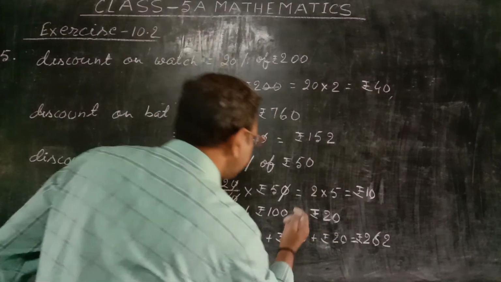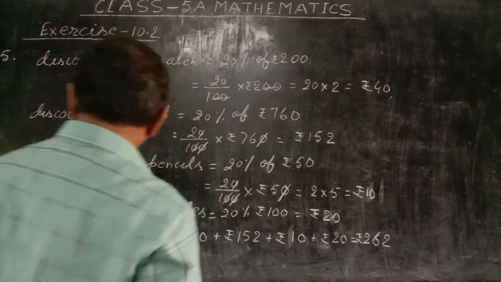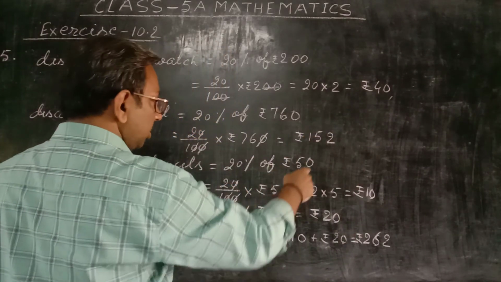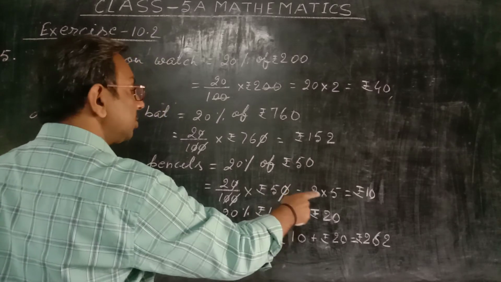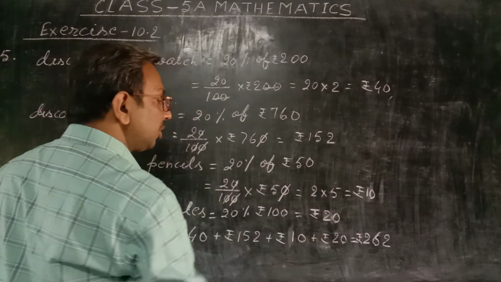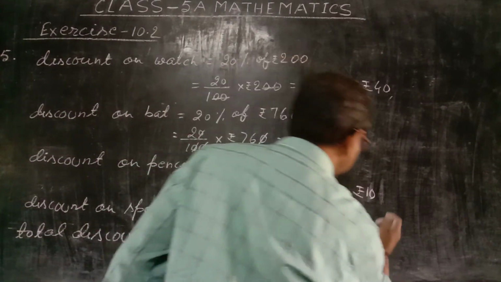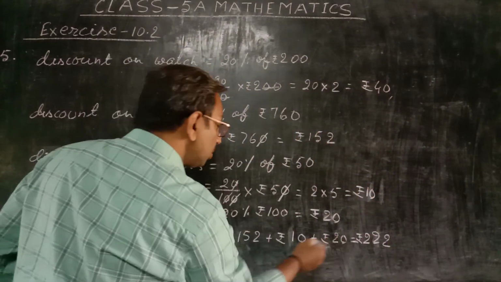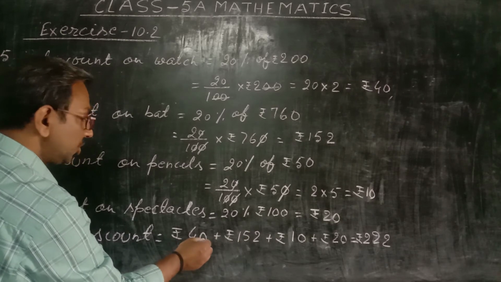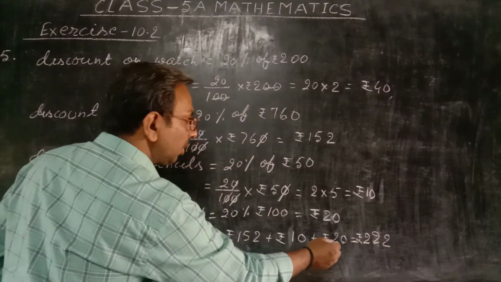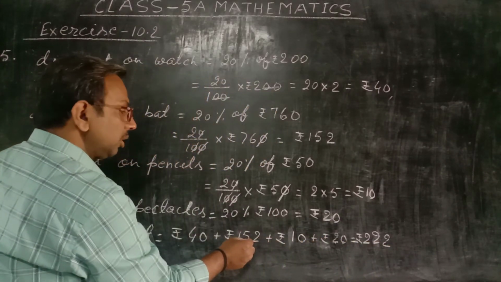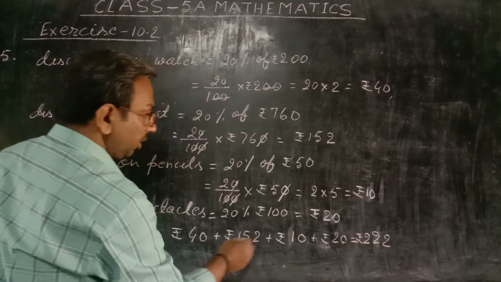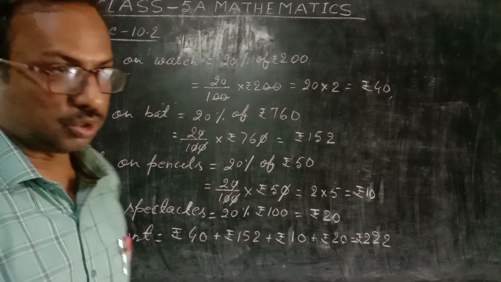So at this place we write here 10. Total discount equal to rupees 40 plus rupees 150 plus rupees 10 plus rupees 20. You add all these: 0, 0, 2, 0 became 2. Now 2 plus 1, 3, 3 plus 5, 8, 8 plus 4, 12, carry 1, 1, 1, 2. So total discount became rupees 222.